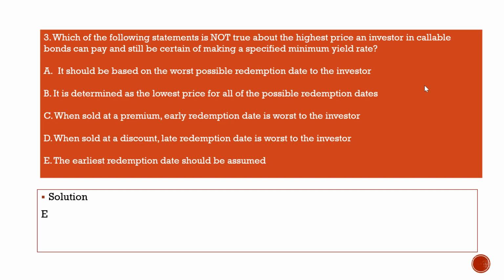C, when sold at a premium, early redemption date is worth to the investor. Yes, this is the rule. For premium bond, the earliest is the worst. And for discount, the latest is the worst. So C and D are both correct. E, the earliest redemption date should be assumed. We cannot assume that, so E is not correct.